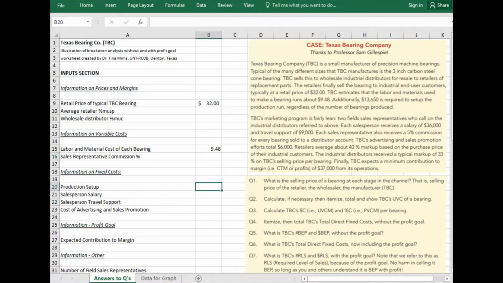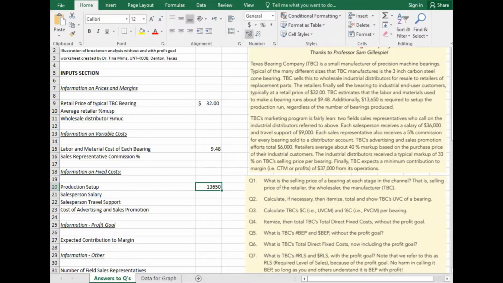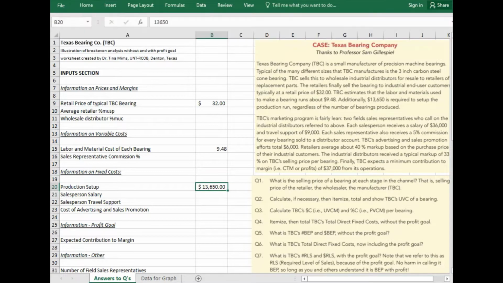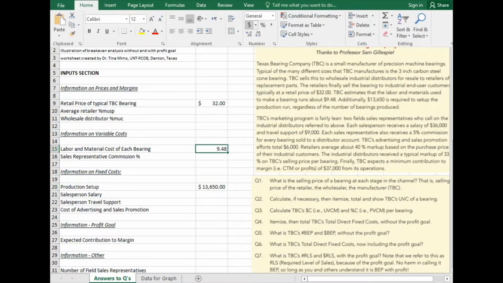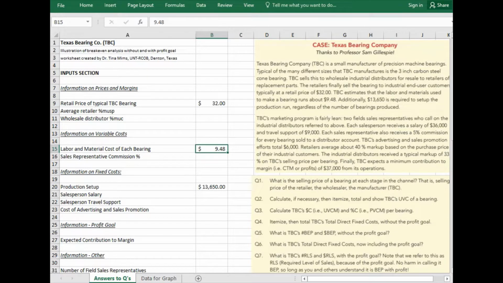Then we have sales representative commission, which is 5% commission for every bearing sold. I'm going to come back to that. I'm actually going to put in the production setup, which it says $13,650 is required to set up the production run, regardless of the number of bearings produced. Let's make sure we have all of our cells for dollars where appropriate, and make sure we have cents. Okay, let's read on.